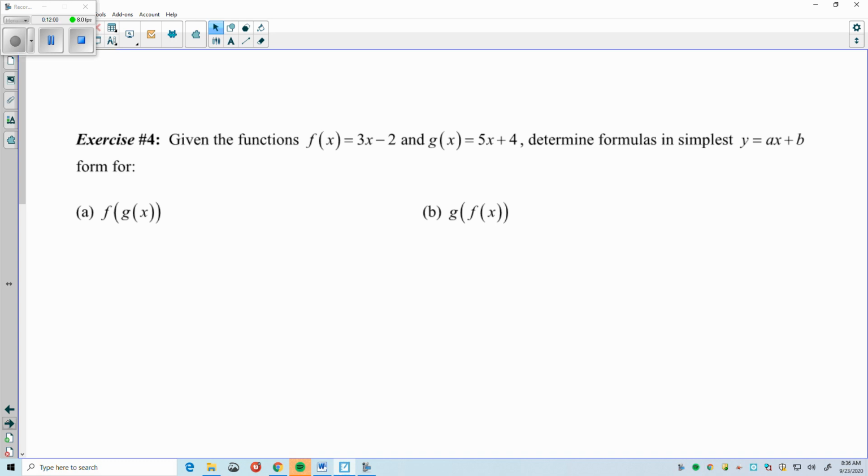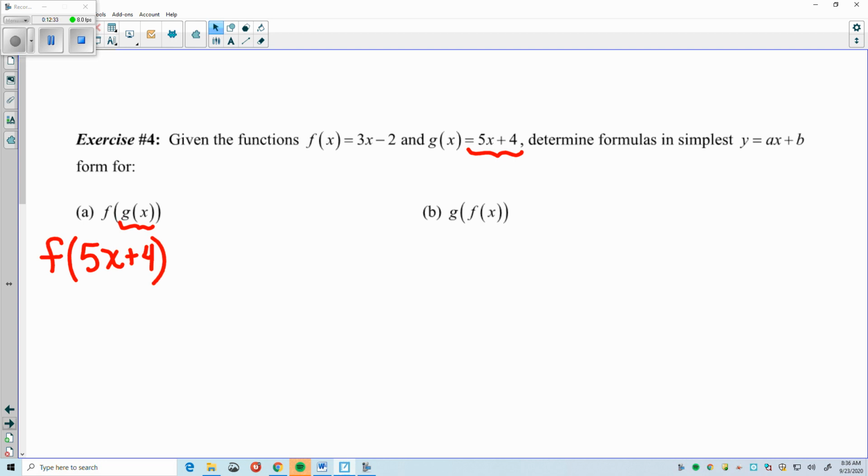Okay, so a little different here because now we have, again, the same functions. It's just this time I don't have any numbers that I'm plugging in. I'm actually going to keep things in terms of x. Works the same way. So this is saying I need to take the g function and plug it into the f function. So in my f function, anywhere I see an x, I'm replacing it with this entire value of the g function. So I'll be replacing it with 5x plus 4.